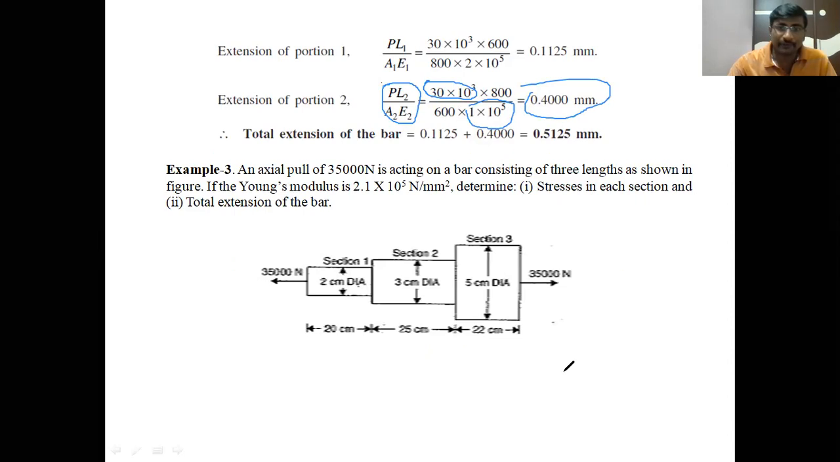Therefore, the total extension of the bar is equal to the extension of the first material plus the extension of the second material, 0.1125 mm plus 0.4 mm. The total extension of the bar becomes 0.5125 millimeters. This is the positive value. What is the positive value? The extension of the bar is taken as positive. The decrease in length of the member is taken as negative. So here both materials are extended, that is, they elongate. Therefore, the final extension is the summation of the two material extensions. Clear, students? Do you understand?